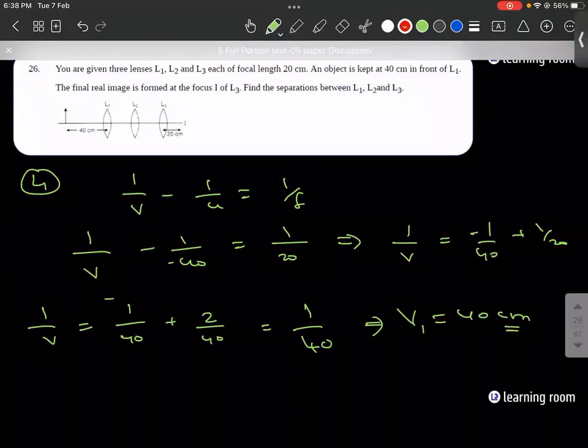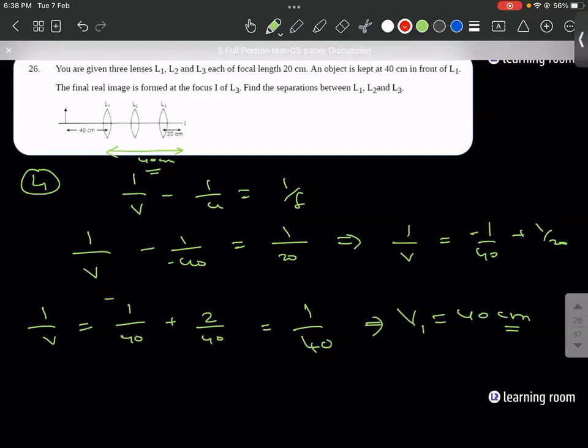So where is V1 formed? At a distance of 40 centimeter from L1. And that is acting as the object for the second lens. Right, that is acting as the object for the second lens.